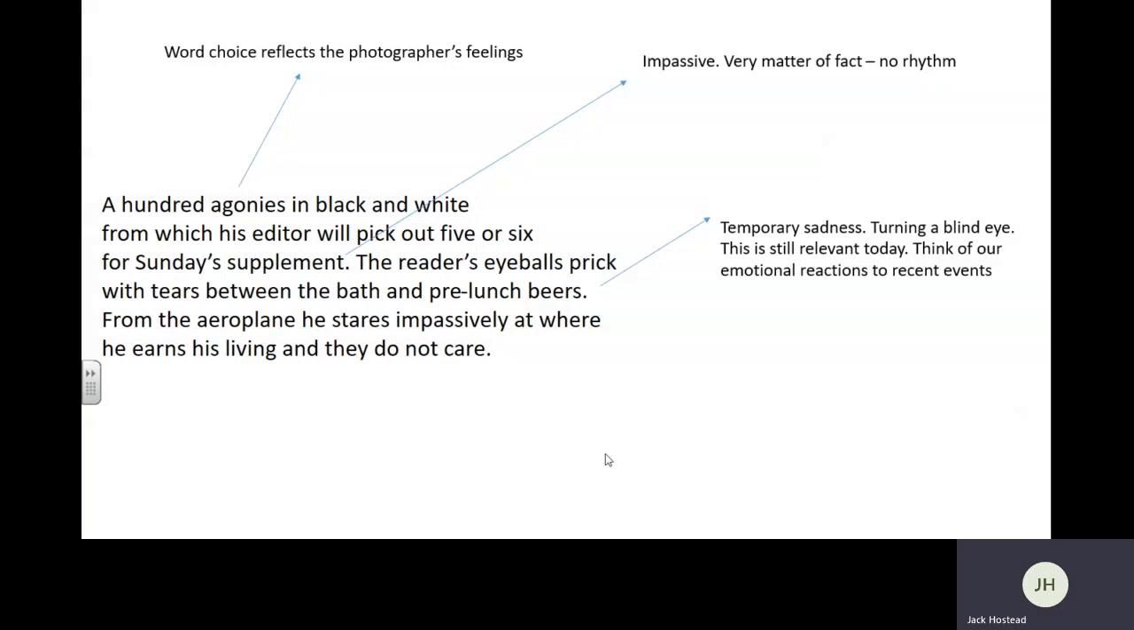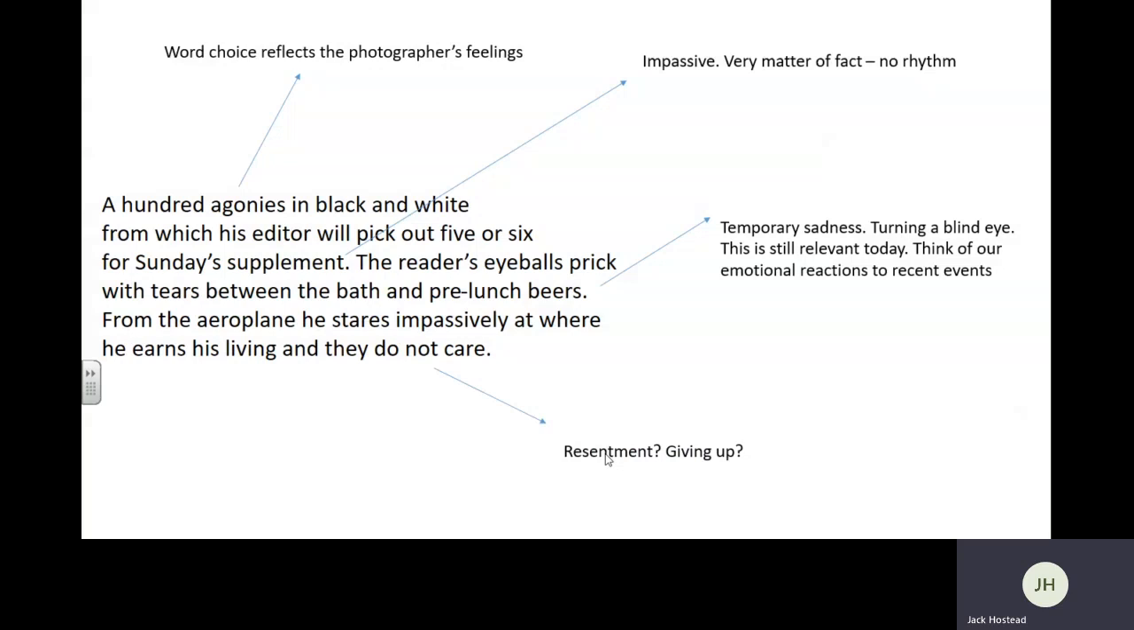And then the last bit, so we come full circle almost. "From the aeroplane, he stares impassively at where he earns his living, and they do not care." I think this is the photographer, he's been back, he's developed his photos, and now he's going back out to do it again.